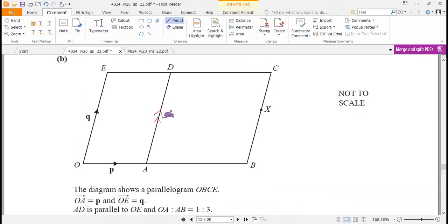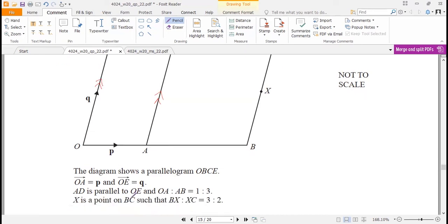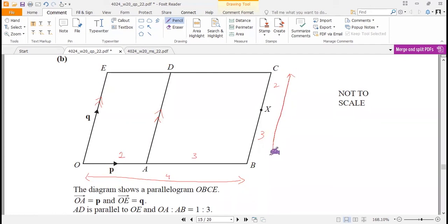AD, this line, is parallel to OE. This line is parallel to this line. OA to OB is in the ratio 1:3. OA is 1, AB is 3. It means that OB is 4. X is the point on BC, such that BX is 3 and XE is 2, and the total is BC, that is 5.